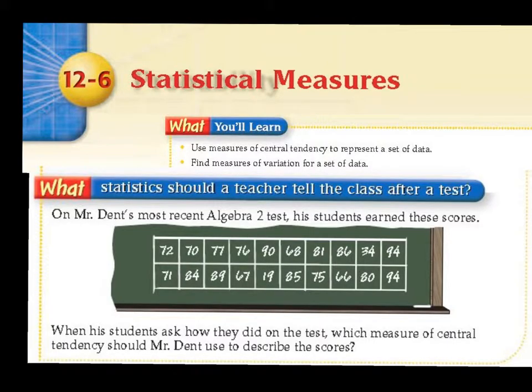What statistics should a teacher tell his class after a test? On Mr. Dent's most recent Algebra 2 test, his students earned these scores. When his students ask how they did on the test, which measure of central tendency should Mr. Dent use to describe the scores? What story does he want to tell? Is he happy with them or upset? He could tell both stories.